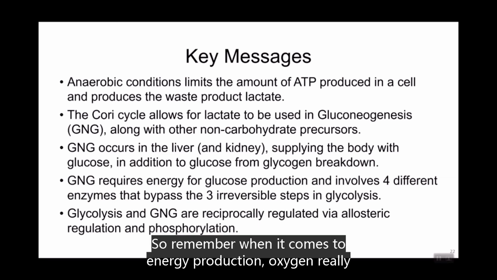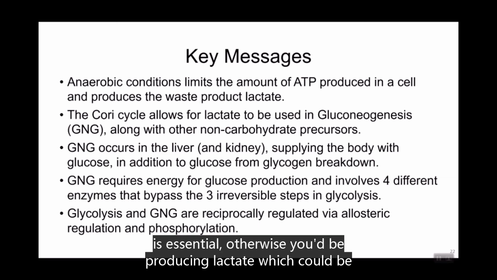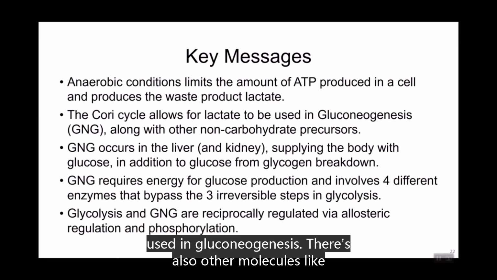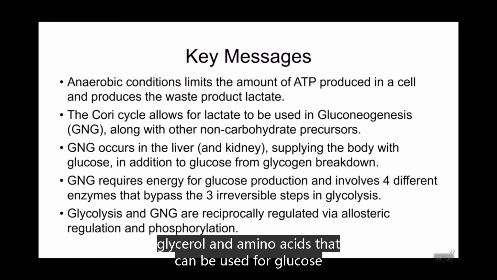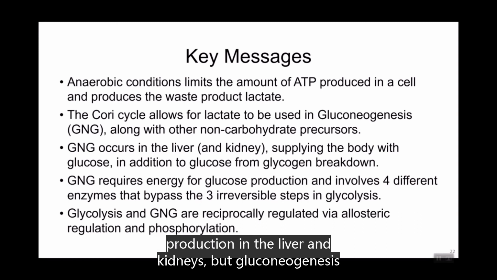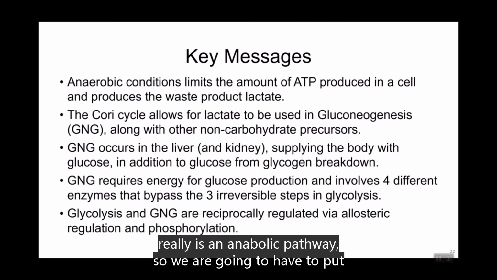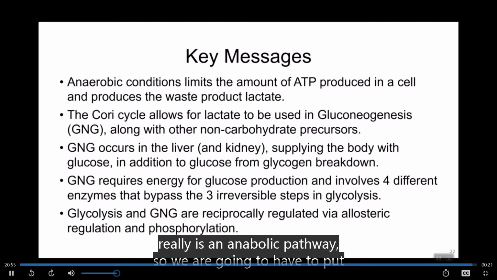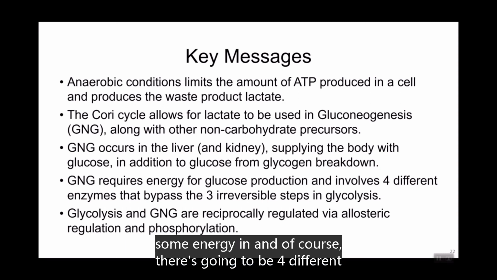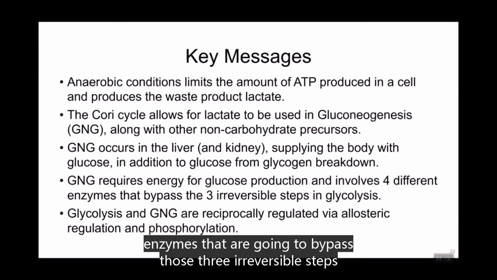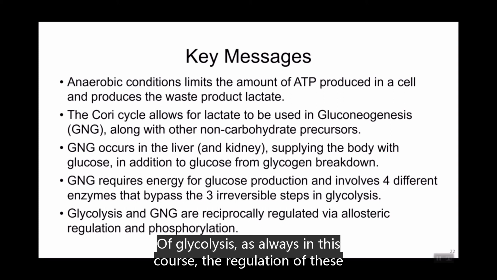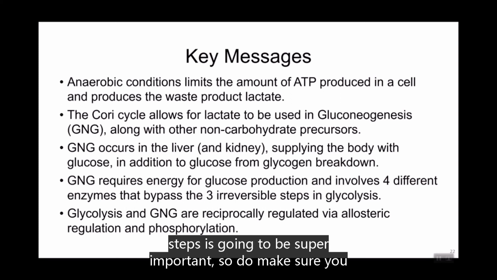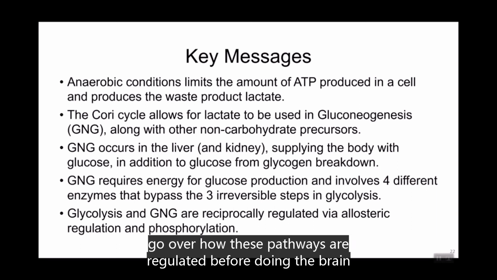So remember, when it comes to energy production, oxygen really is essential. Otherwise, you'd be producing lactate, which could be used in gluconeogenesis. There's also other molecules like glycerol and amino acids that can be used for glucose production in the liver and kidneys. But gluconeogenesis really is an anabolic pathway, so we are going to have to put some energy in, and of course there's going to be 4 different enzymes that are going to bypass those 3 irreversible steps of glycolysis. As always in this course, the regulation of these steps is going to be super important, so do make sure you go over how these pathways are regulated before doing the brain break questions on Quarkus.